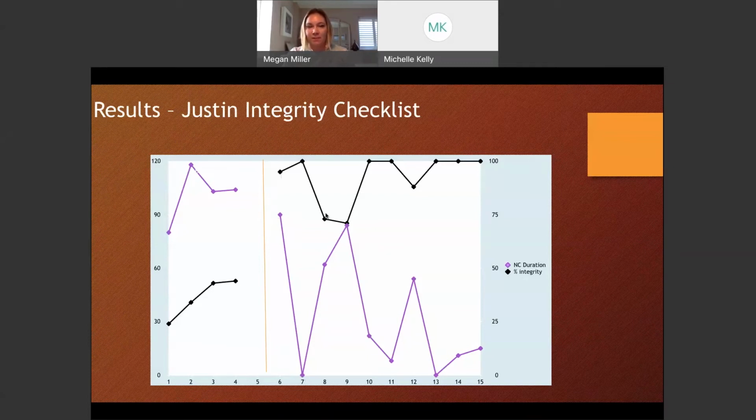The integrity drops down, his escape behavior comes up. Integrity goes up to 100, escape behavior drops down. Integrity drops down again, escape behavior goes up. Integrity stays high, escape behavior stays low. So it just goes to show the importance of having all of the steps present.